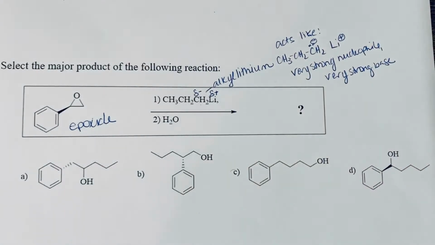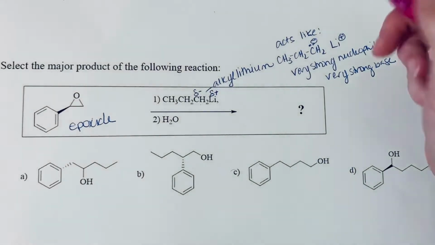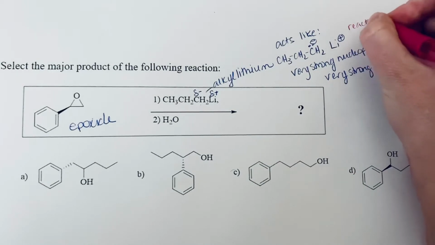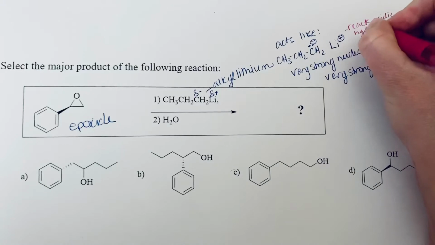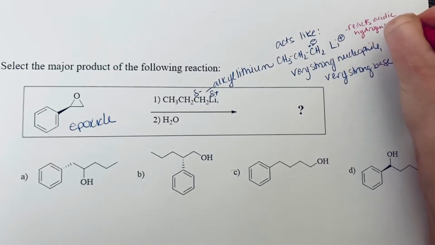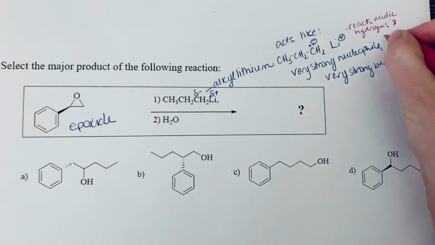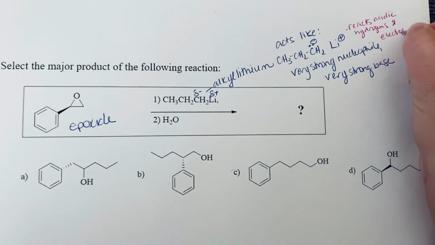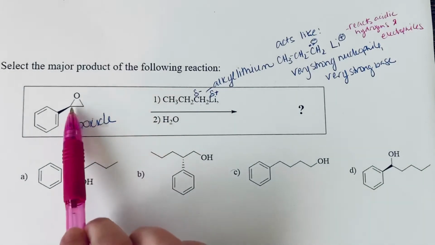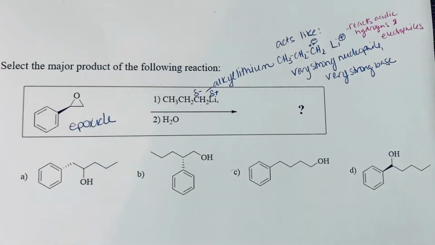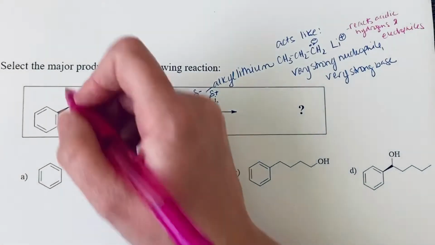And so what we will see with alkyl lithium reagents, because they are strong nucleophiles and really strong bases, is that they react with acidic hydrogens, and they will also react with electrophiles. Both carbon atoms of the epoxide are electrophilic, and it is not a symmetrical epoxide. We notice that the carbons are differently substituted.